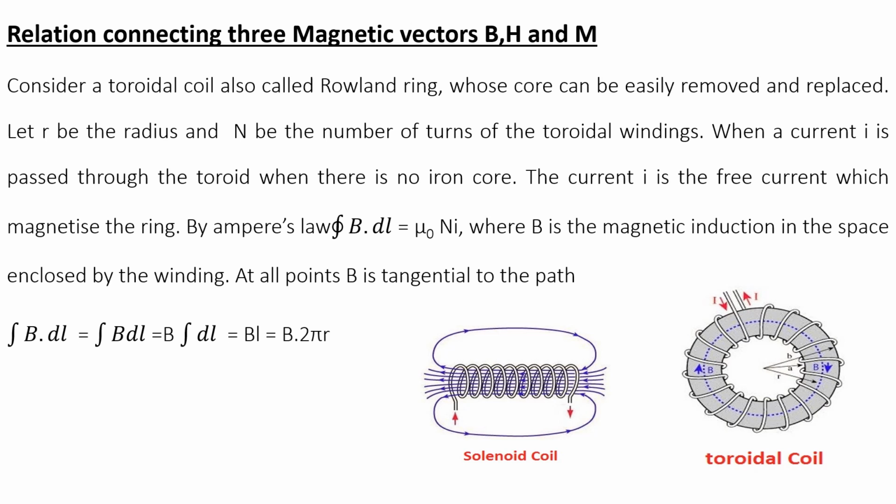Hence in the case of toroidal windings without an iron core, we can apply Ampere's law. Here the current I is the free current which magnetizes the ring.